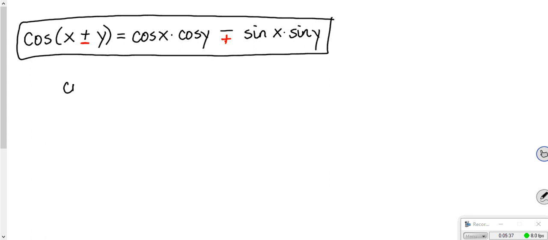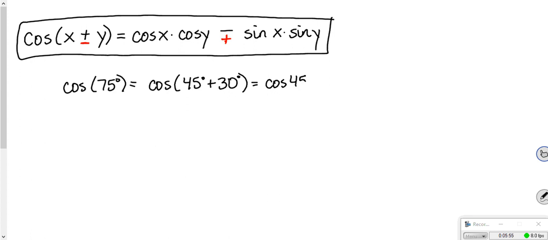Same kind of deal. If I have cosine of 75 degrees, I can split that up into cosine of 45 degrees plus 30 degrees, and then I use my sum formula. So my sum formula would tell me this is cosine of 45 times cosine of 30 minus sine of 45 times sine of 30. Okay, now cosine of 45 degrees. We know, okay, cosine of 45 degrees is root 2 over 2.